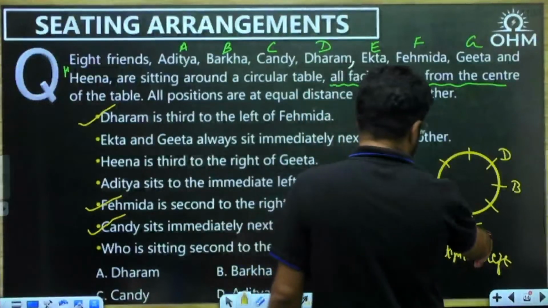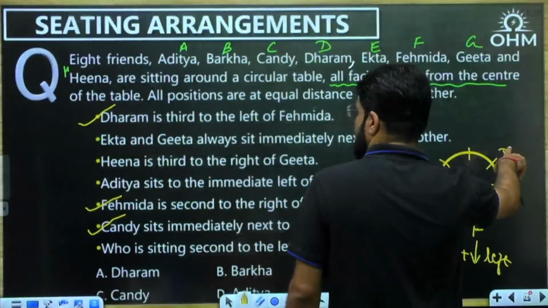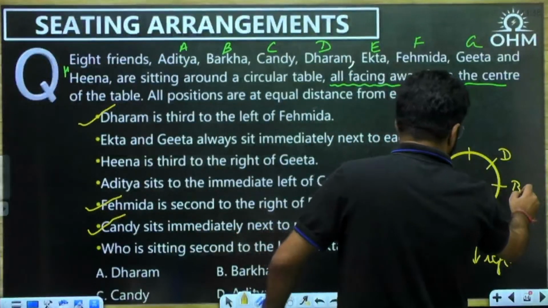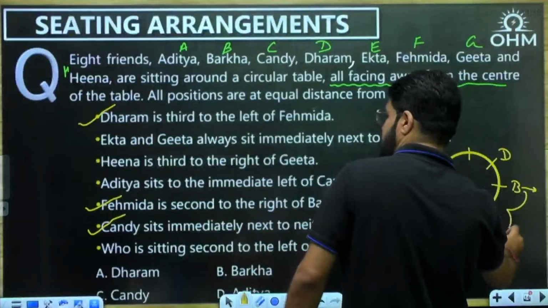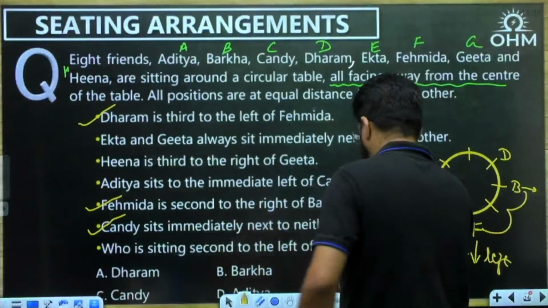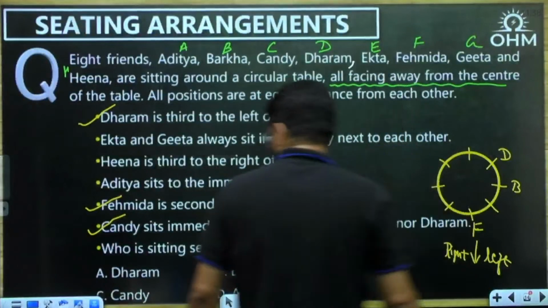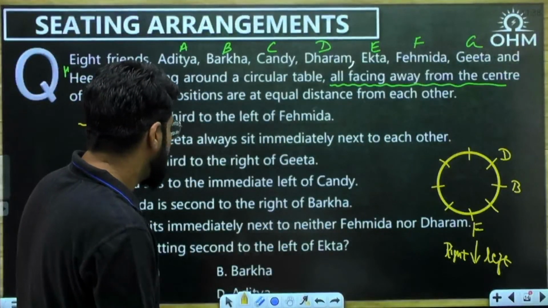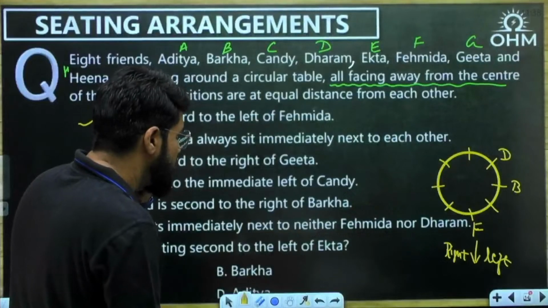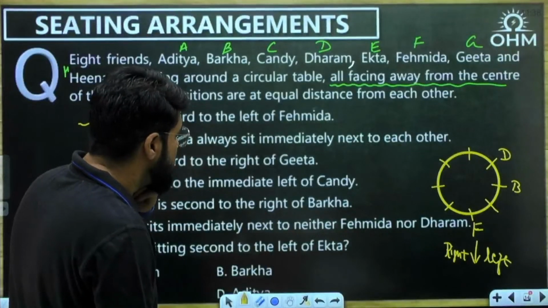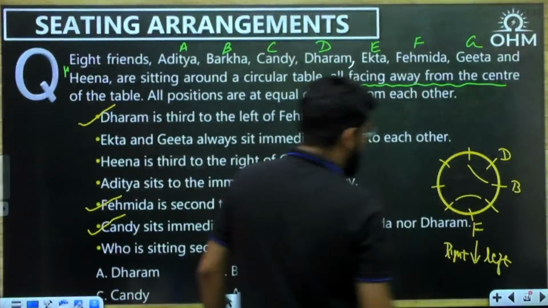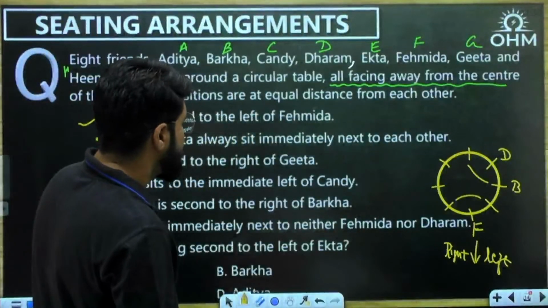Dharam is third to the left of Fahimda. Okay, 1, 2, 3. Then I have used the next statement. Fahimda is second to the right of Barkha. Barkha facing away. So this is right. Fahimda is second to the right. Okay, so these three are okay. Candy sits immediately next to neither Fahimda nor Dharam. Okay, Candy cannot come here. Candy cannot come here. That is for sure.